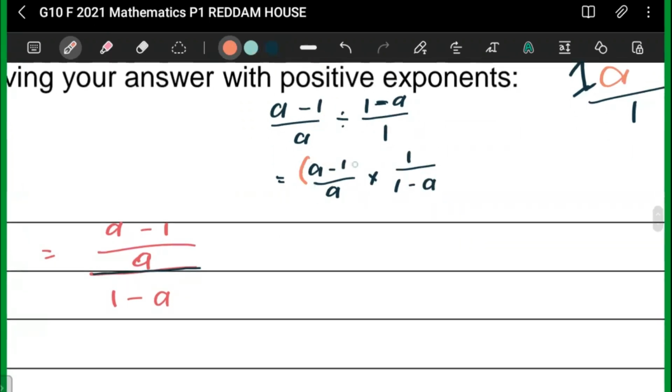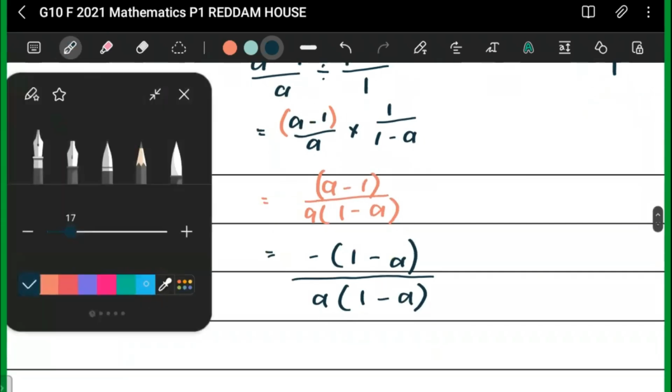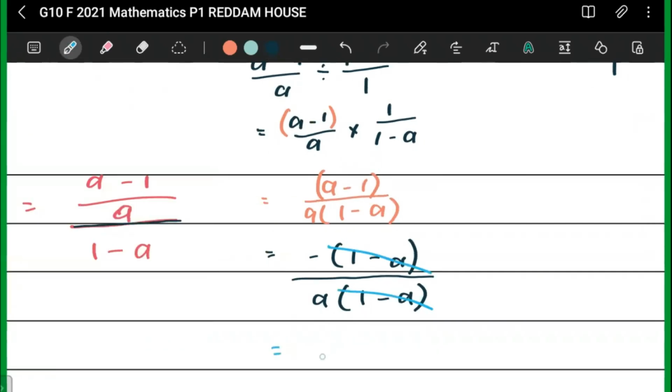So your laws will tell you that the top times the top is going to give you a minus 1. The bottom times the bottom is going to give you a, and then 1 minus a. So these two here look like you can easily cancel them out if you at least have the signs looking alike. So you can take out a negative at the top and swap them around, you see. Then at the bottom, you have something identical to cancel with, and this just cancels that. You have negative 1 over a. There you go. Your answer has positive exponents.